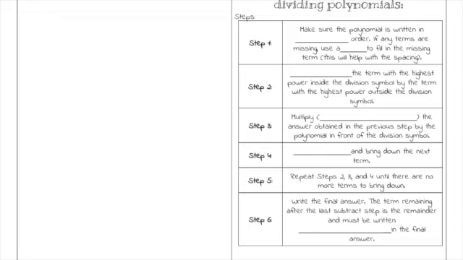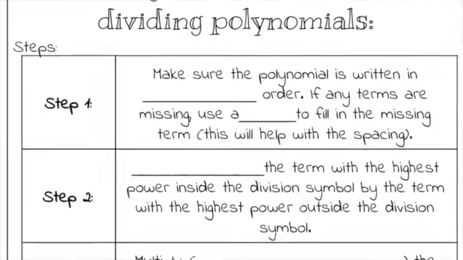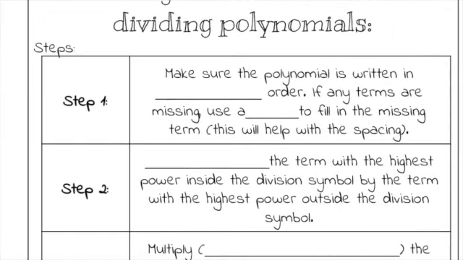All right, so with long division, just like with long division with basic numbers, you still have to make sure that everything is in order, and you have to make sure that you set things up properly. So for step 1, you need to make sure the polynomial is written in descending order. Descending order means that I start with the largest exponent and I work my way down to the smallest.